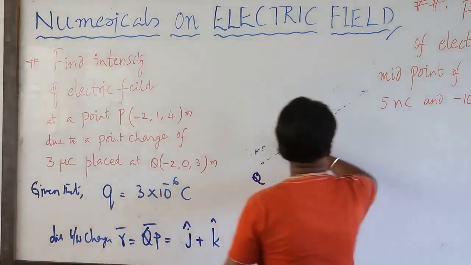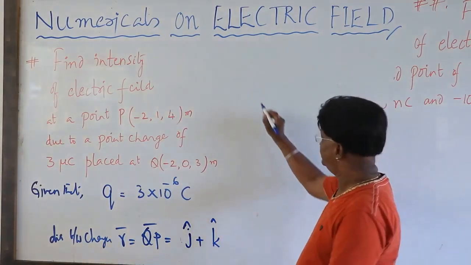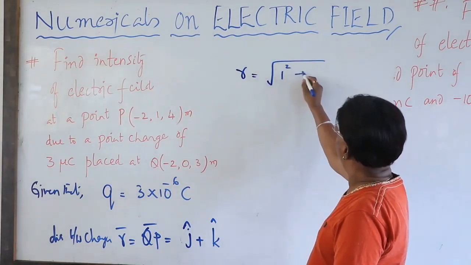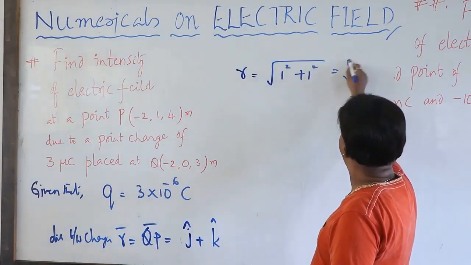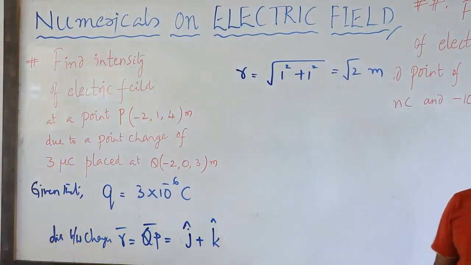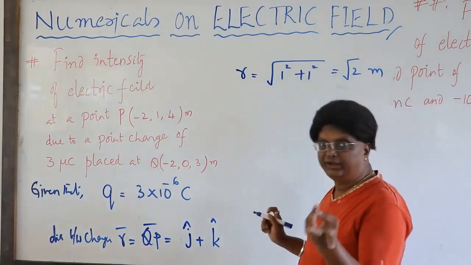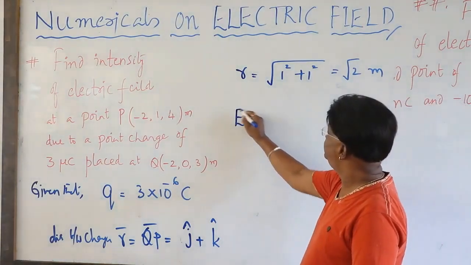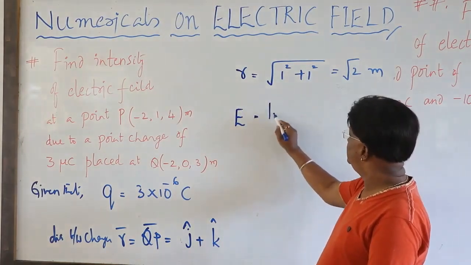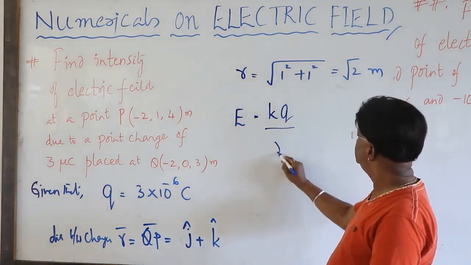How to write the magnitude for a vector? Root of x square plus y square plus z square. Therefore now r is equal to root of 1 square plus 1 square, that is root 2 meter. Now find the intensity. Intensity vector E is equal to, remember, KQ by r square.